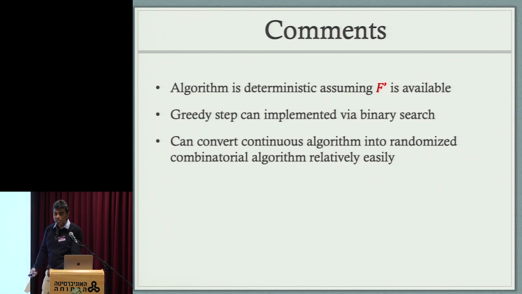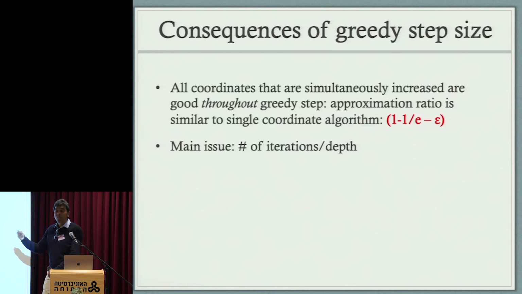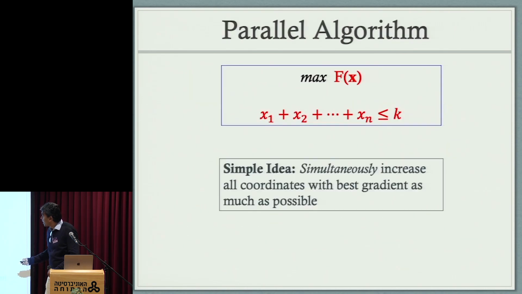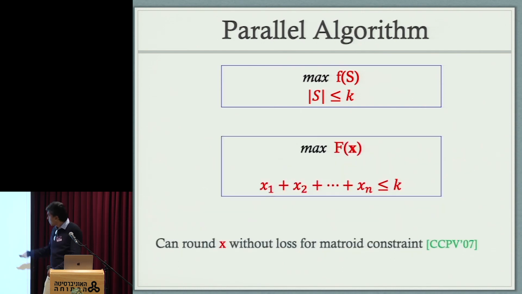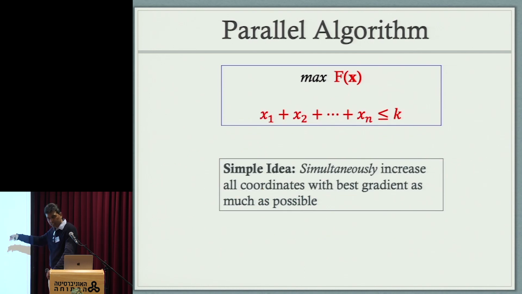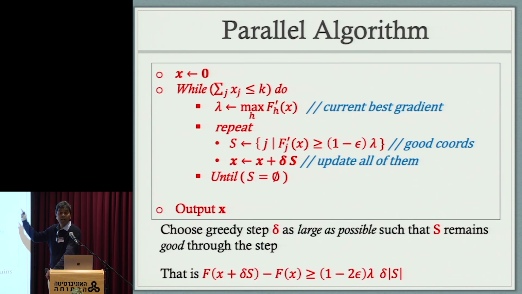Do you have any lower bound on the number of runs that you need? For the discrete problem, yes, there is a lower bound of log n over log n, which is shown by Balkanski and Singer. You can't get better than log n over log n if you want a constant factor. Because we are solving the continuous problem and it's equivalent to the discrete one, it applies. One nice thing is that this algorithm is deterministic if you have access to the gradients.